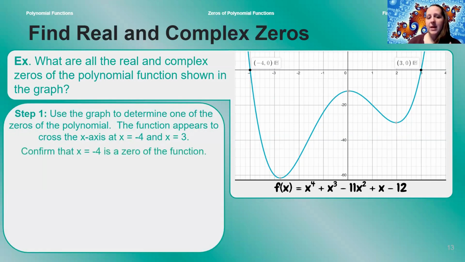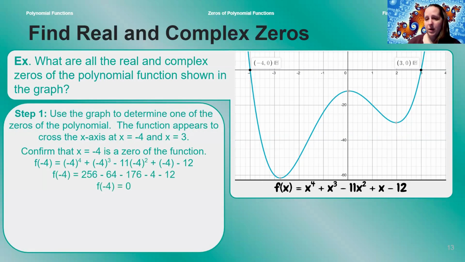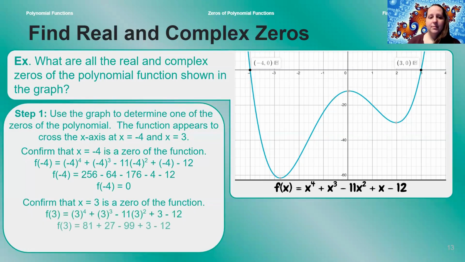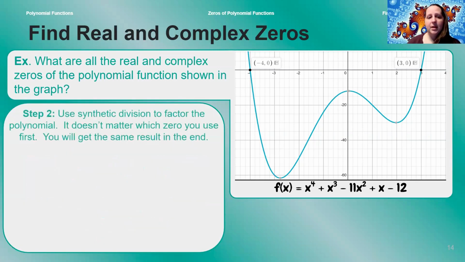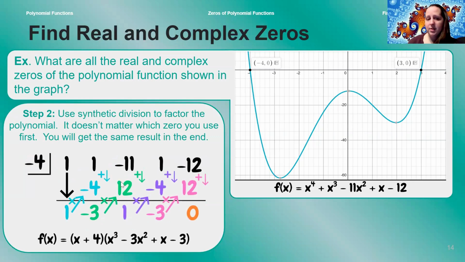I can confirm that x equals negative 4 is a zero by substituting negative 4 in. I do get f of negative 4 equals 0. I can do the same thing with 3 to confirm that it's a zero as well. Okay, so I do get f of 3 equals 0 as well. So they do both work. They are both zeros. Okay. I can use synthetic division to factor the polynomial. It doesn't matter which zero you use first. Again, you'll get the same result in the end. I'm going to use negative 4 first.